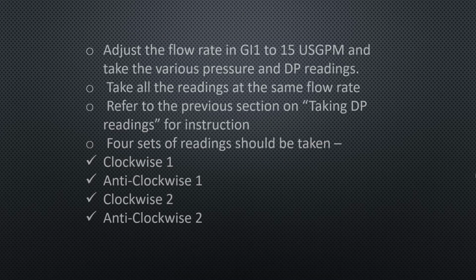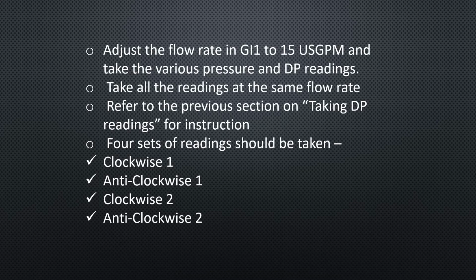Next, we need to adjust the flow rate in GI1 to 15 US-GPM and take the various pressure and DP readings. Make sure all these readings are taken at the same flow rate. Refer to the previous section on taking DP readings for further instruction. First set of readings should be taken, which is clockwise 1, anti-clockwise 1, clockwise 2 and anti-clockwise 2.